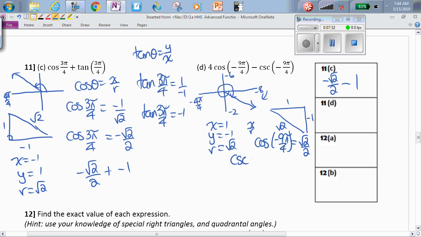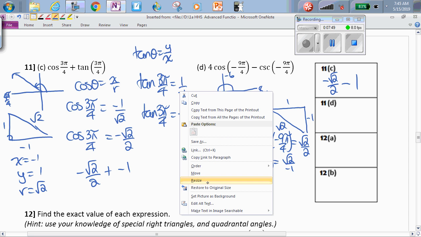And then I need to find cosecant of negative 9 pi over 4, and that's going to be cosecant, reciprocal of sine, so r over y, so that's going to be root 2 over negative 1 or negative root 2. So let's take this information and put it here.